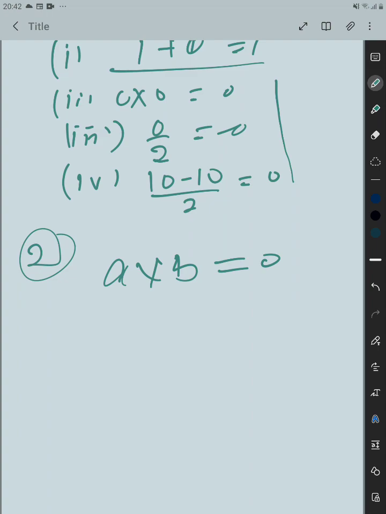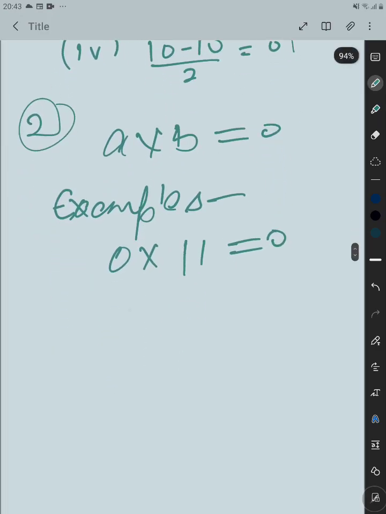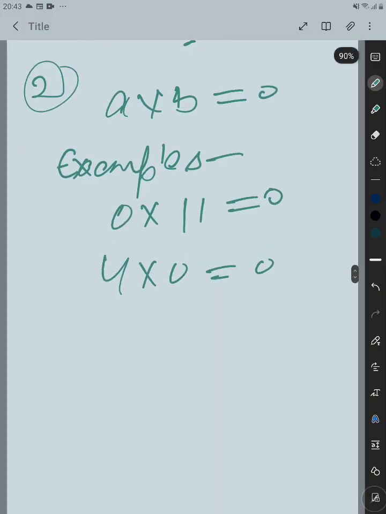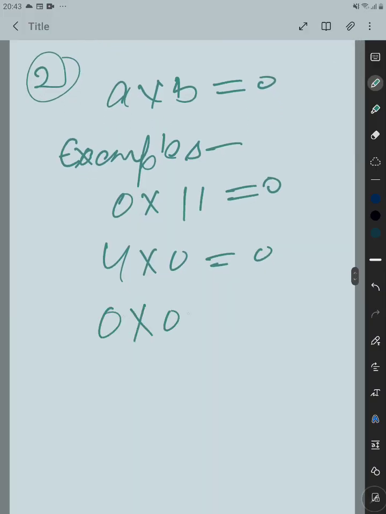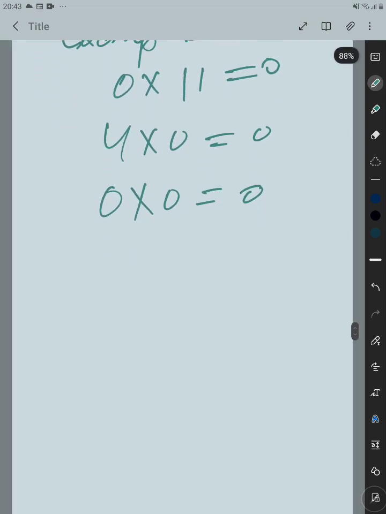Let's prove it by taking a few examples. Let's take 0 multiplied by any number, say 11, it will be 0. Let's take any number, 4 multiplied by 0, this will also become 0. And 0 multiplied by 0 will also be 0. But if you take numbers other than 0, means 4 multiplied by 3, it can never be 0.